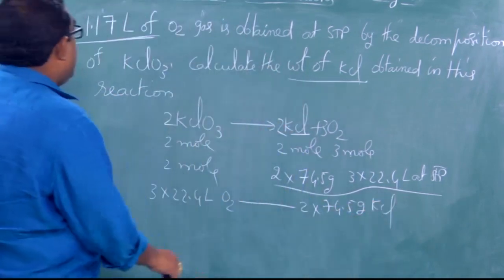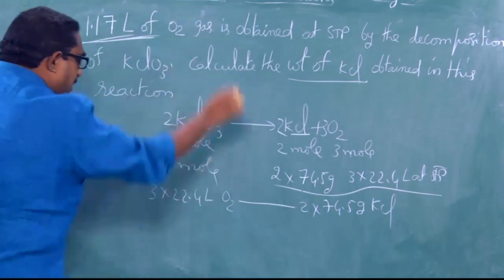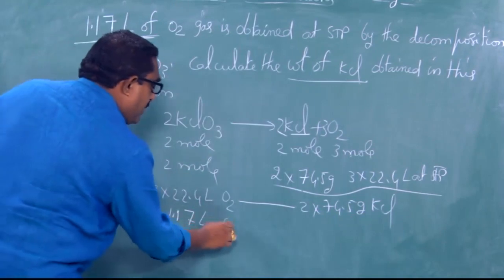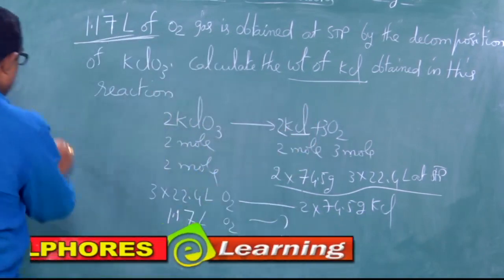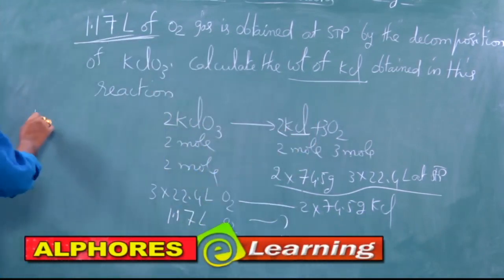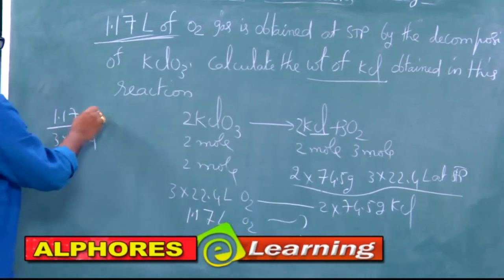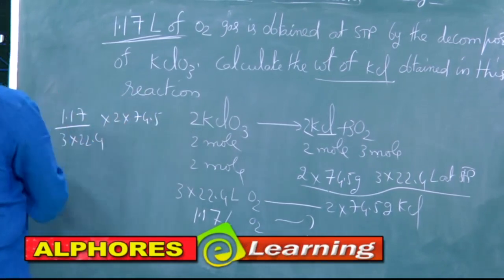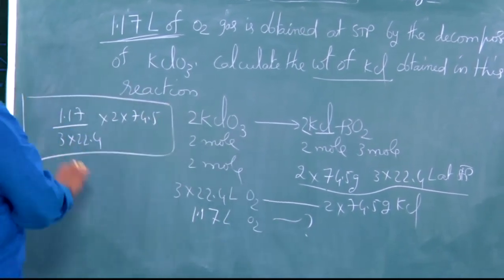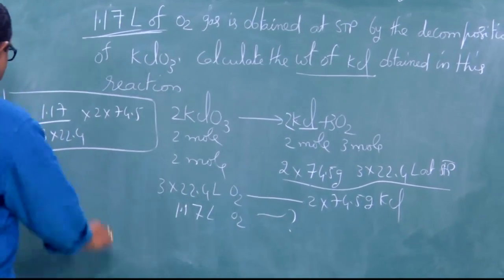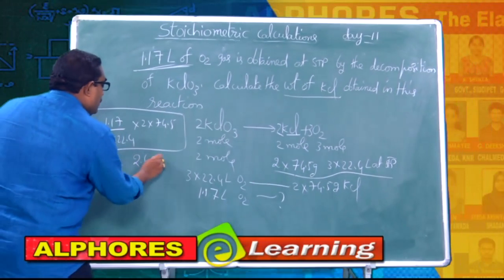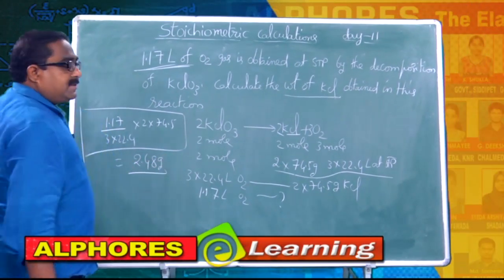KCl. But this time only how much oxygen is given? 1.17 liters of oxygen. I am doing the calculation here, students: 1.17 by 3 into 22.4 into 2 into 74.5. So, this you have to calculate. And finally, you will get the answer as approximately 2.48 grams.